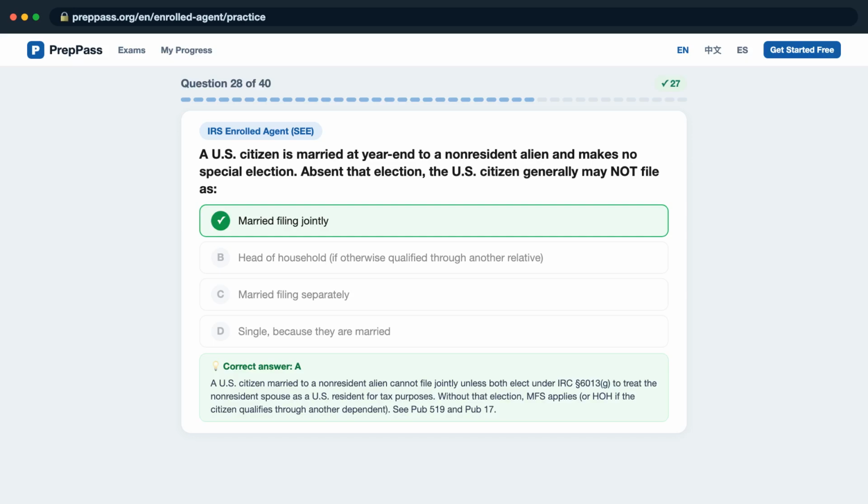The correct answer is A. A U.S. citizen married to a non-resident alien cannot file jointly unless both elect under IRC Section 6013(g) to treat the non-resident spouse as a U.S. resident for tax purposes. Without that election, MFS applies, or HOH if the citizen qualifies through another dependent. See PUB 519 and PUB 17.